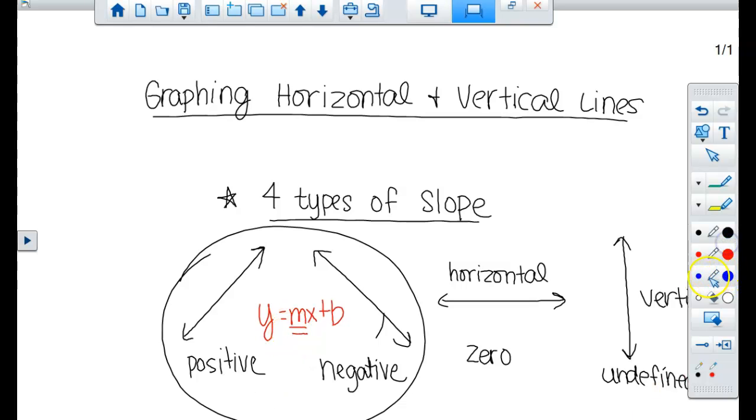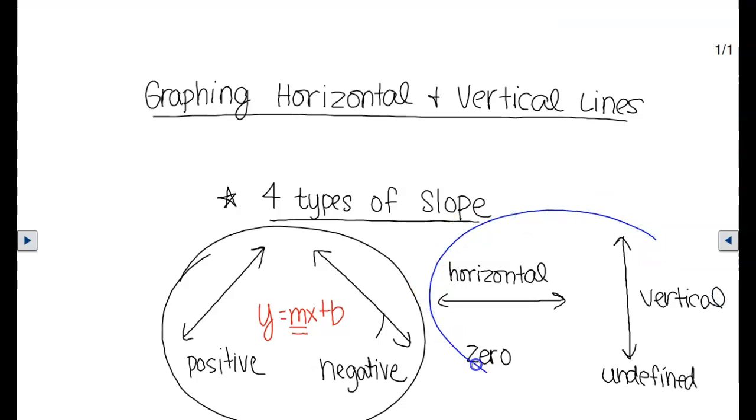So today what happens is we switch our focus to these 2 types. What do the equations for horizontal lines look like? What do the equations for vertical lines look like? And how do we graph those? So here's where we've been with our y equals mx plus b's. That's the positives and the negatives. And here's where we're going, the horizontals and the verticals.